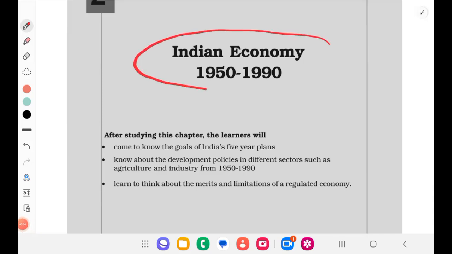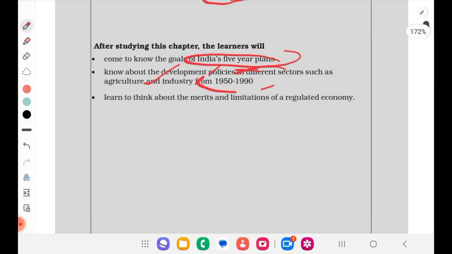We are starting with the second chapter of the 11th Standard Economics NCERT: Indian Economy 1950 to 1990. After studying this chapter, the learners will come to know the goals of India's 5-year plans, know about development policies in different sectors such as agriculture and industry from 1950 to 1990, and learn to think about the merits and limitations of a regulated economy.